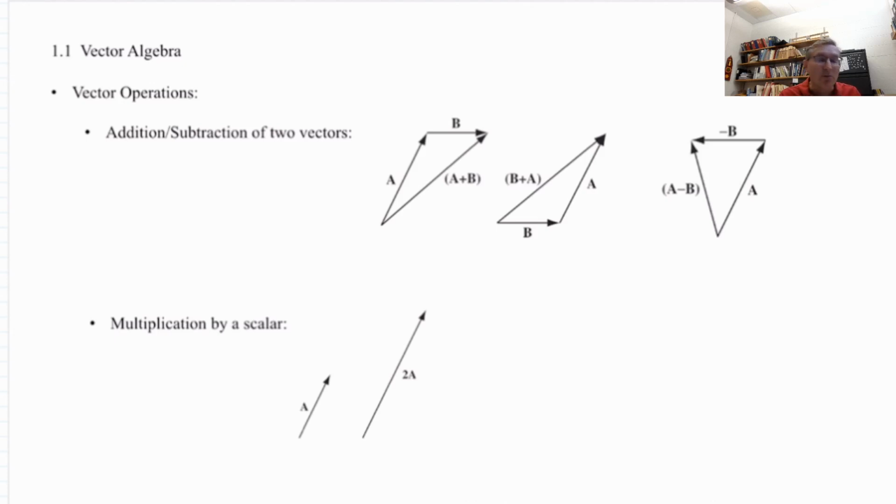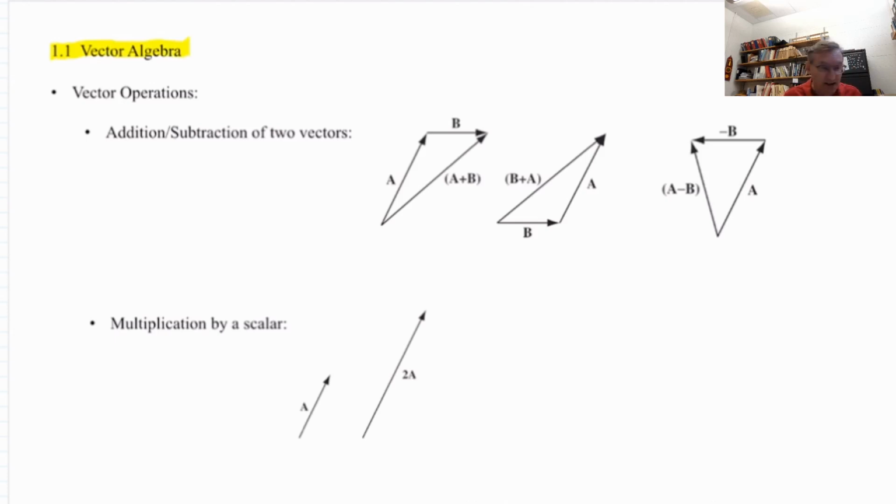And the chapter is called Vector Analysis. Analysis is a fancy word for doing calculus. And we're going to be spending time talking about calculus using vector functions. But before we can do calculus, we have to do algebra. So I want to review vector algebra in this video. Specifically, Chapter 1, Section 1 in Griffiths' book, Vector Algebra.